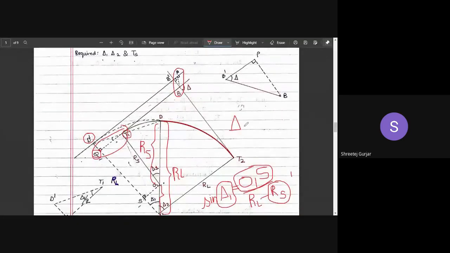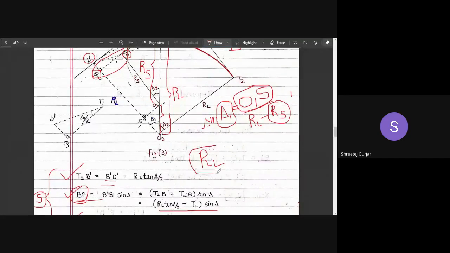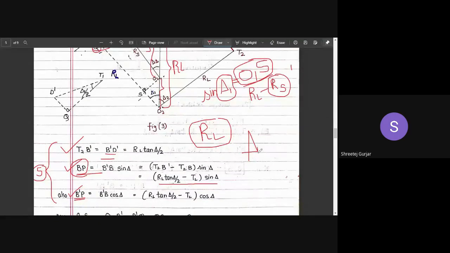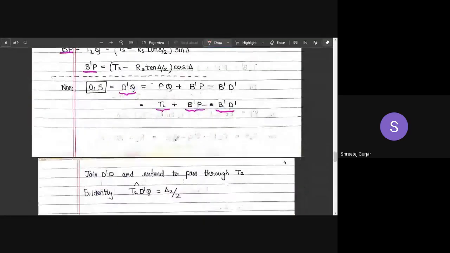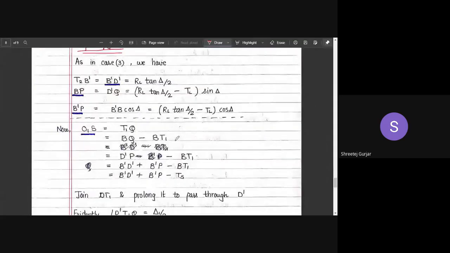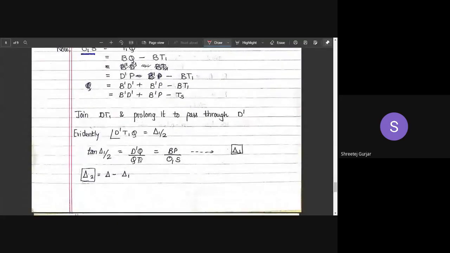So hence we have calculated all the required things, that is RL, delta 1 and delta 2. These three elements we had to calculate. Now we have learned how to calculate; we have the formulas with us. You can see in the last case I have written down over here. We have calculated all the required things, right?